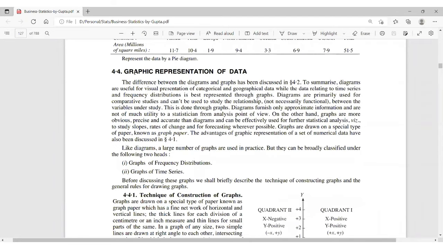Now, graphic representation of data. See, the difference between diagrams and graphs has been discussed in this. To summarize, diagrams are useful for visual representation of categorical and geographical data, while data relating to time series and frequencies is best represented through graphs. Diagrams are primarily used for comparative studies. They can't be used to study the relationship between the variables in the study.